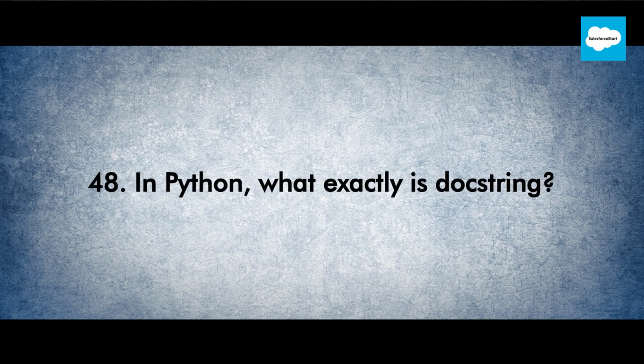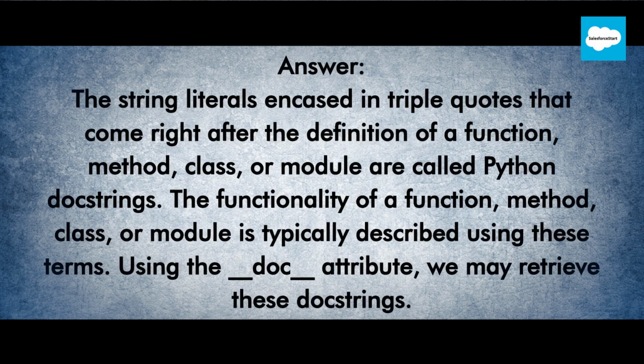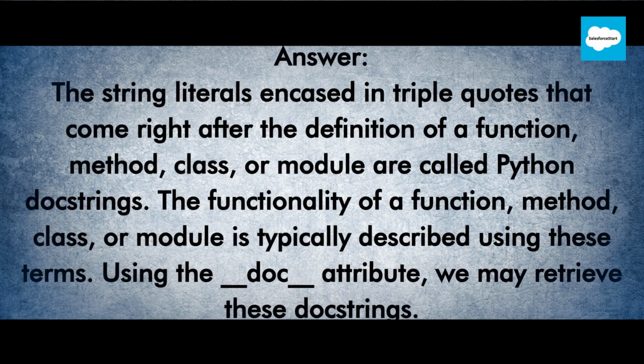48. In Python, what exactly is a docstring? Answer. The string literals enclosed in triple quotes that come right after the definition of a function, method, class, or module are called Python docstrings. These are typically used to describe the functionality of a function, method, class, or module. Using the __doc__ attribute, we may retrieve these docstrings.